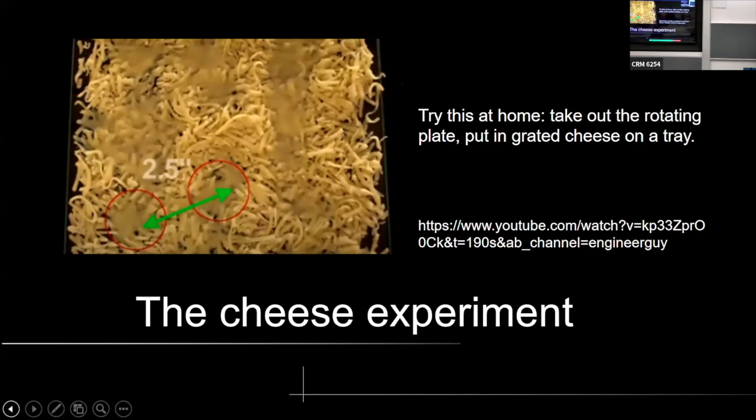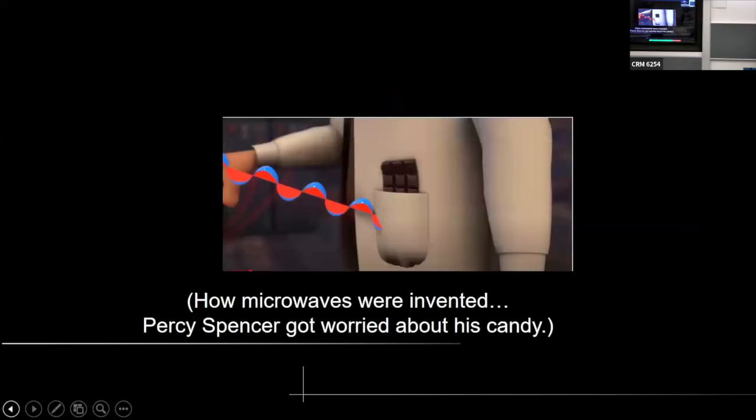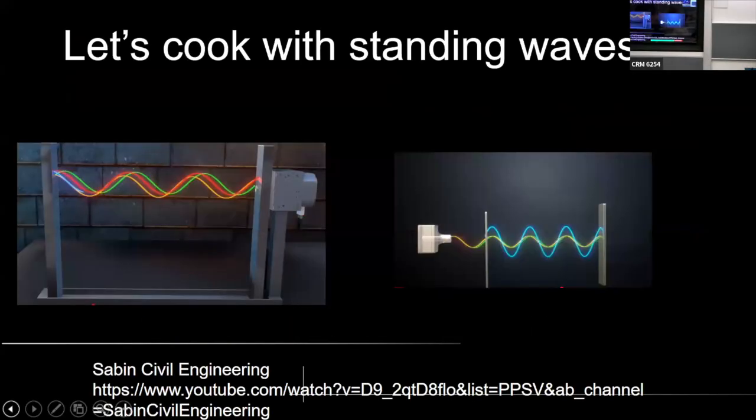So what does this have to do with standing waves? Here's another digression. The guy that invented the microwave oven actually realized while working with microwaves that something was melting his candy. And that prompted the whole business of cooking with microwaves. That's a different story for a different day.